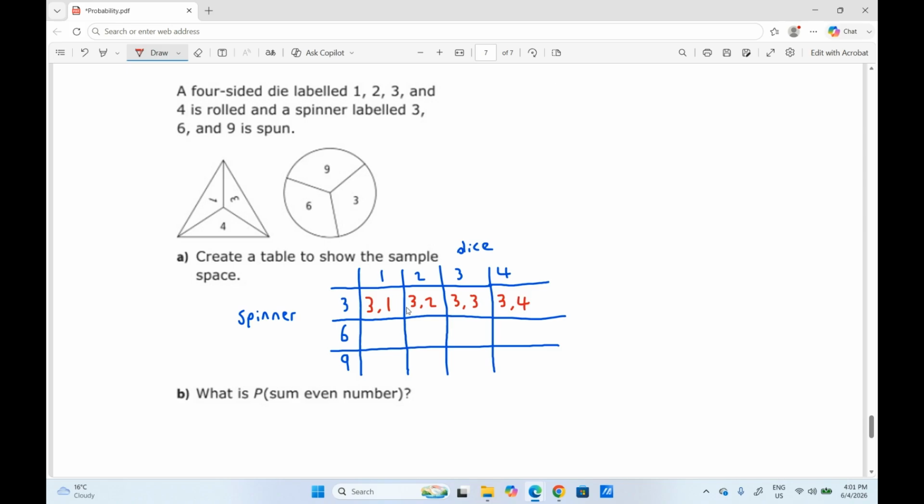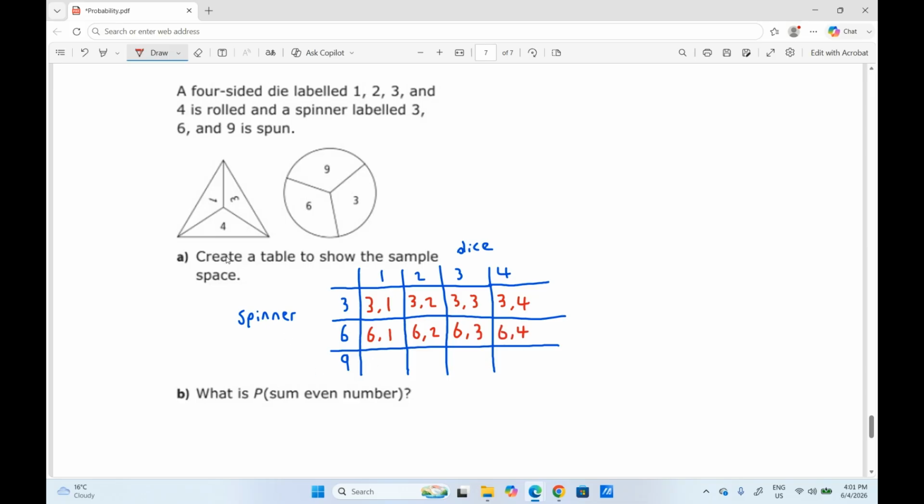So those are all the possible outcomes I can get if my spinner lands on 3, and that's all the possible outcomes for the dice, my four-sided dice. I can also spin and land on 6, and then I can get a 1 when I roll the dice. I can spin and land on 6 and get a 2 when I roll the dice. And then land on 6, roll and get a 3, and land on 6, roll and get a 4.